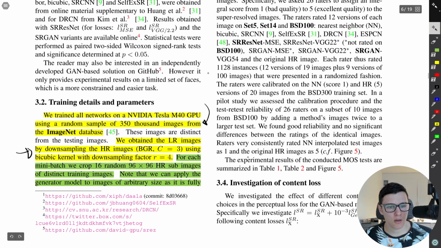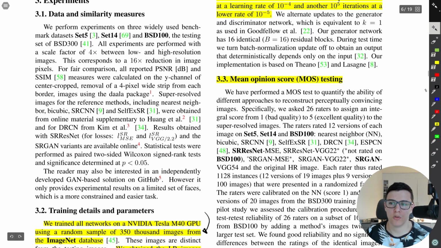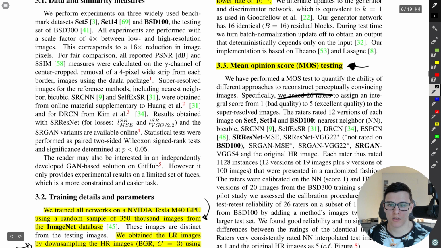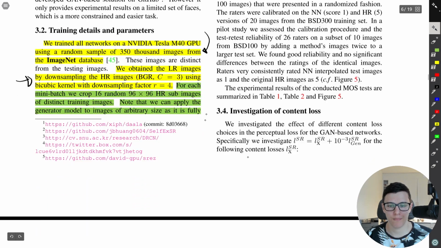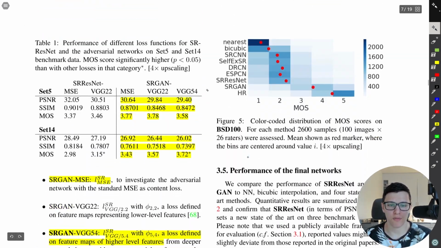But anyways, also, since the metric for measuring if the high quality images are good wasn't good, right, they introduced this mean opinion score. So they basically asked 26 raters to assign the images a score on a scale, which is common for doing this kind of stuff.